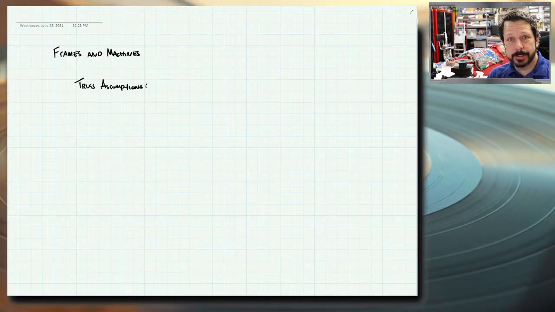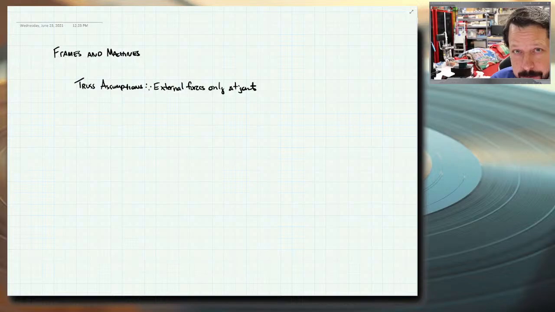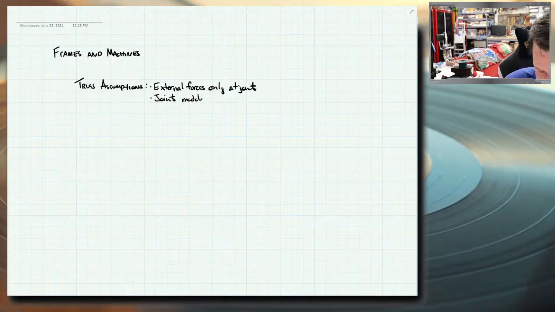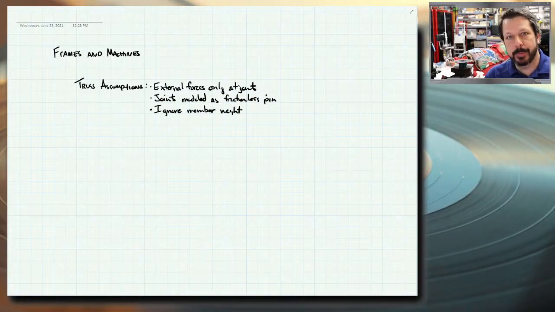So external forces were only at joints. That was a big one. Another big one would be the joints are modeled, even if they're not physically this, they are modeled as frictionless pins. Sort of along with the first thing I wrote down here is that we ignore the member weight. Or if we do consider it, we halve it and put one half of the member's weight at one end of it and the other half at the other end where the pins are, or the joints where they are. Those are the big things.